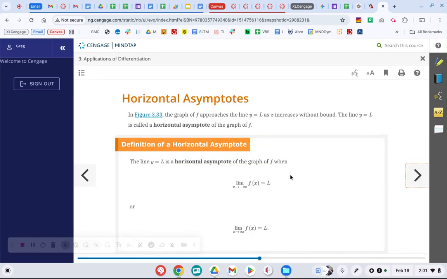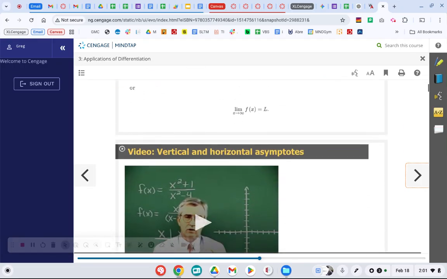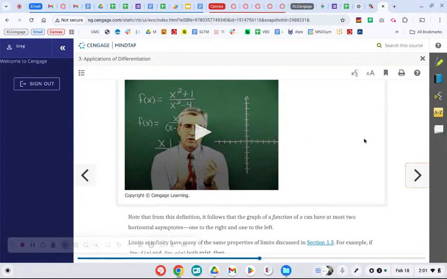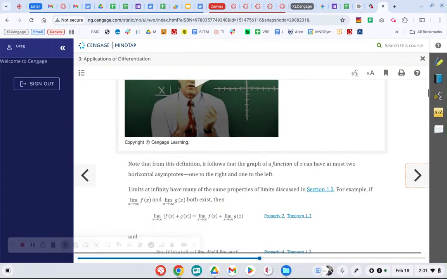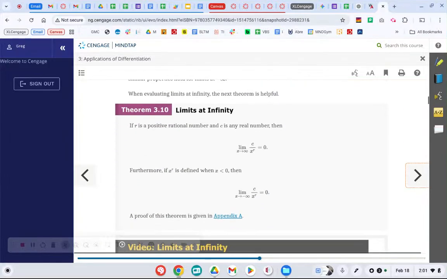So now we have, for the first time in our life, a definition for a horizontal asymptote. The line y equals L is a horizontal asymptote of the graph whenever the limit as x approaches infinity for that function is the number L. Feel free to watch this guy's video. It's old, but the math hasn't changed, and it's excellent. But I'm trying to skip through it a little more quickly for you.